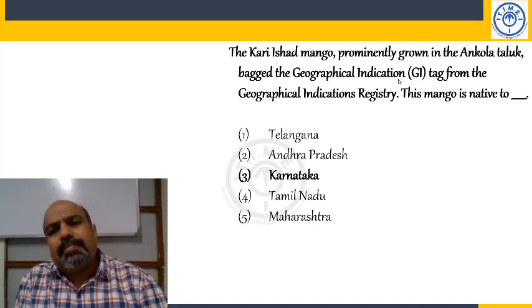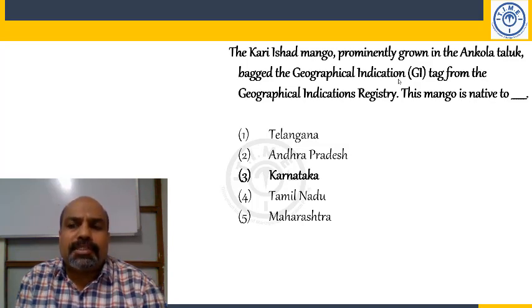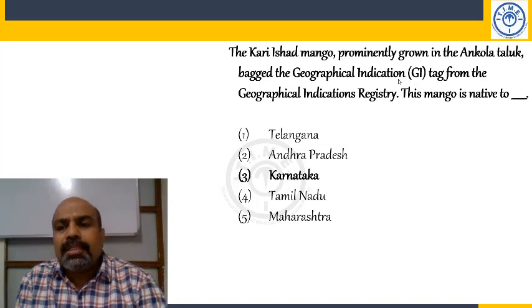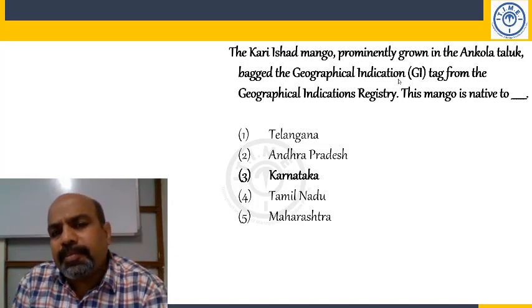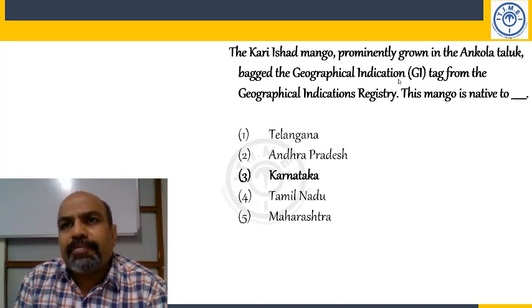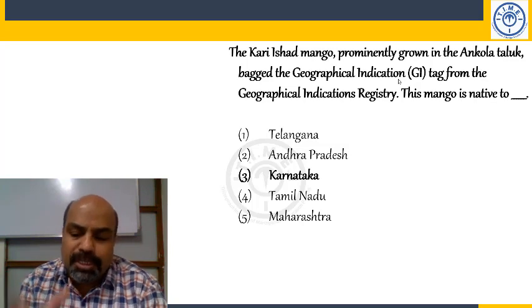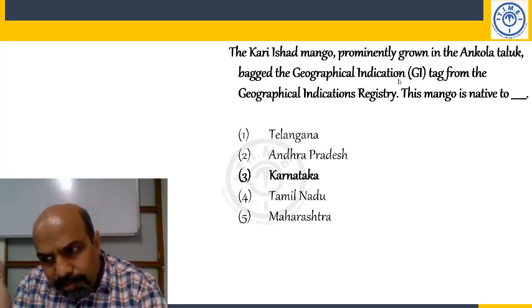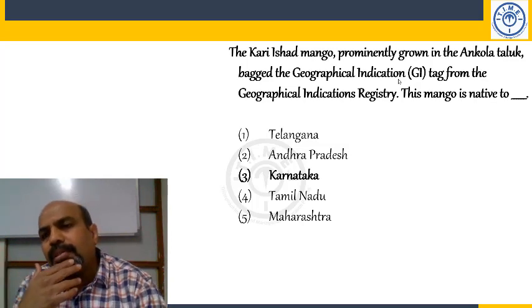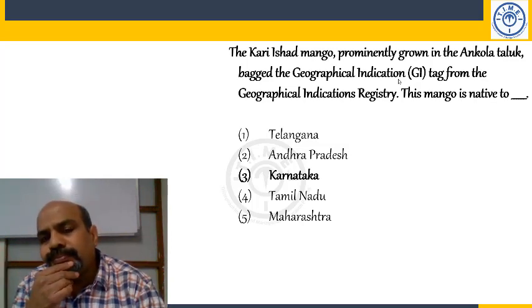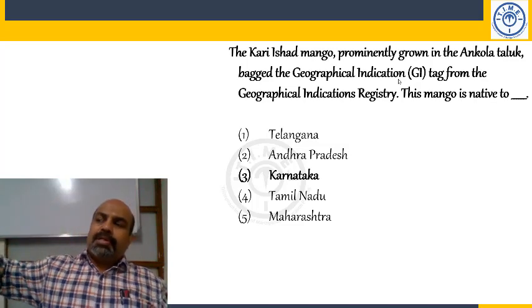The Karishad mango, prominently grown in the Ankola Taluk, has got the geographical indication tag from the GI registry. This mango is native to Karnataka, and as you know, this GI has been given mainly for the geographical part of it, that is, where it's grown. The features that it has all come from where it's grown, basically. And this is in Uttara Kannada, North Kannada, Karnataka.